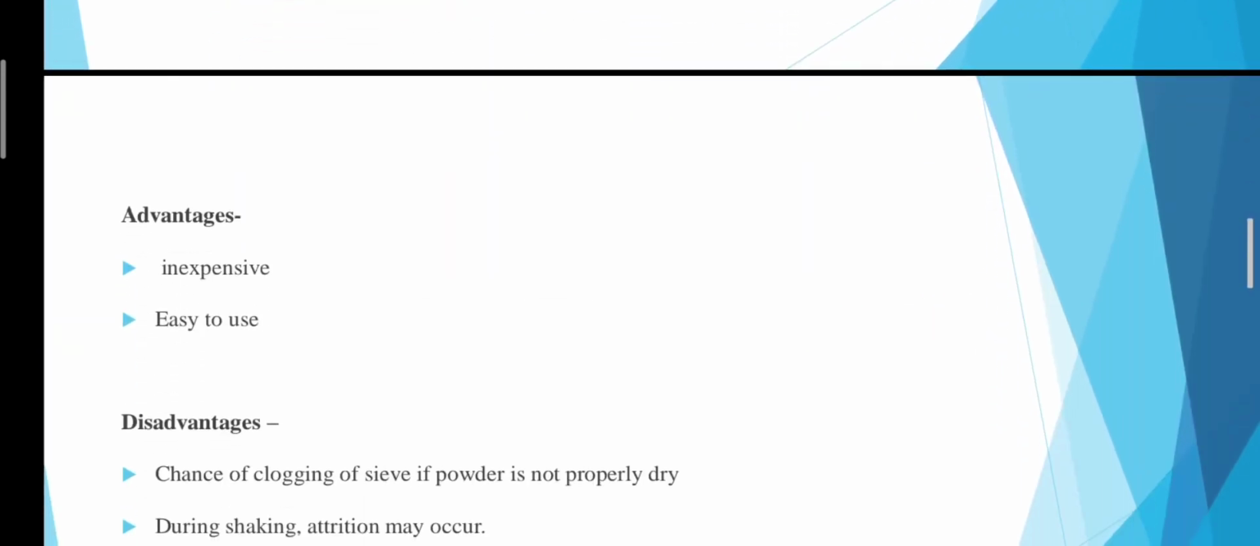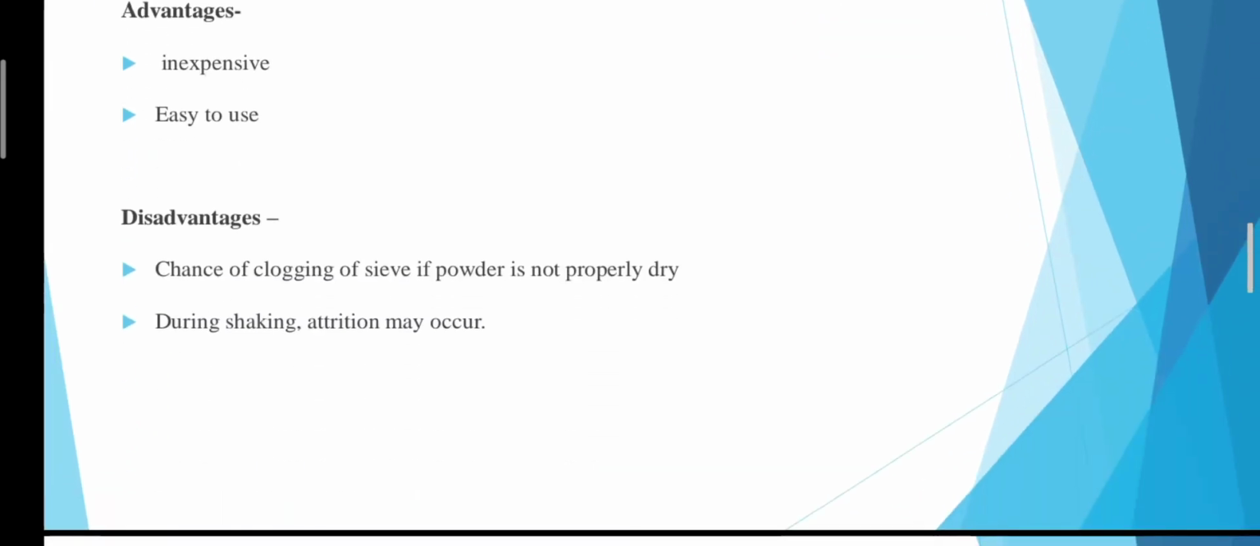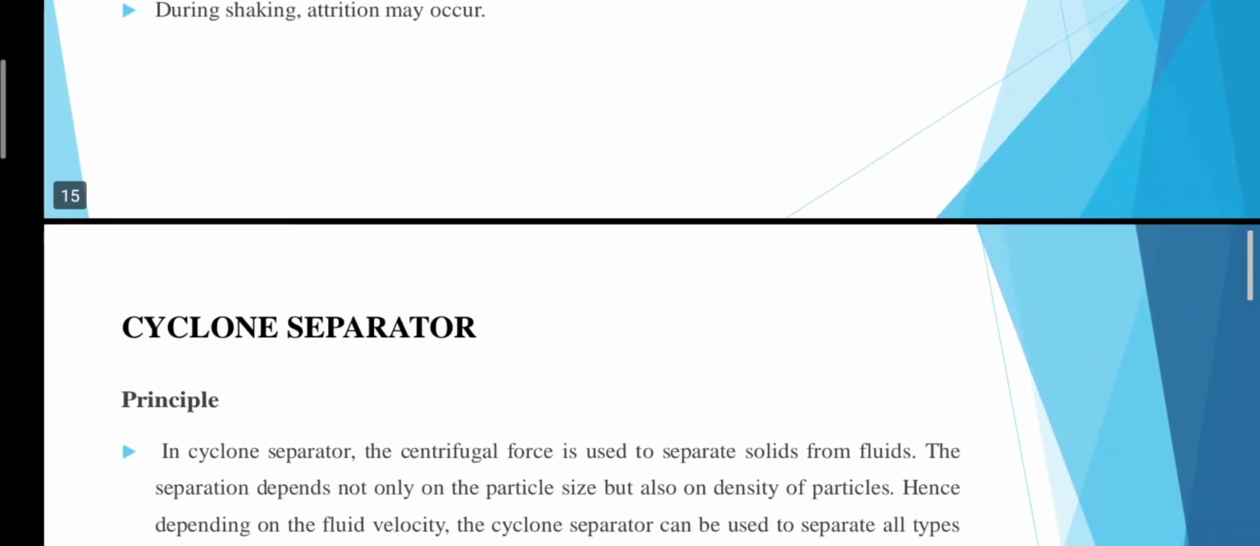Advantages. What are the advantages of the sieving method or sieve shaker method? Inexpensive, that means it's very economical and easy to use. Disadvantage: chances of clogging of the sieve if the powder is not properly dry. Clogging means particles agglomerate with each other. During shaking, attrition may occur. Attrition means our particles reduce in size, that is, particles break down.